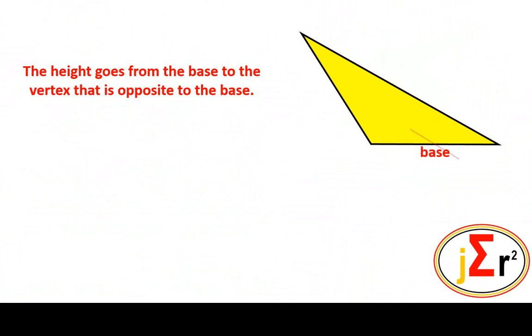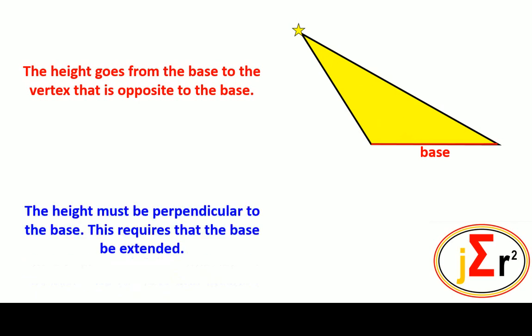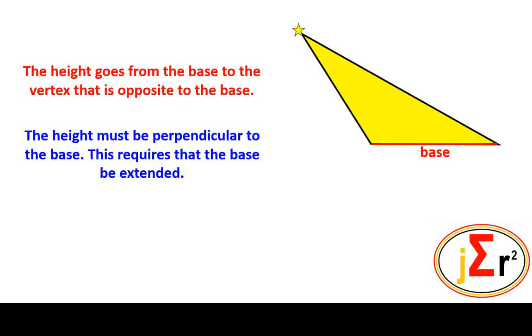We need to identify the base first of all. Whatever we have as the height of the triangle, it is required to go from the base to the vertex that is opposite to the base. And then what do we know after that? Well, it needs to go to that vertex. There's only one other vertex apart from the 2 vertices joining the base. So there's only one other. Not only that, the height must be perpendicular to the base.